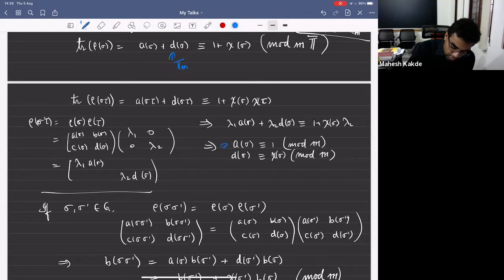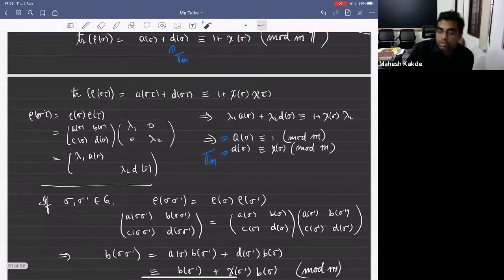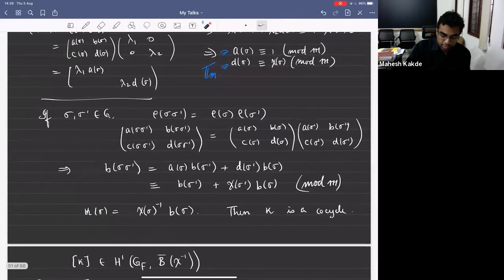So these are also in Tm. Okay, so this is the argument to show that A and D are in Tm. Now, those were A and D, and now B, as I said, plays an important role. So let's study what happens to B.